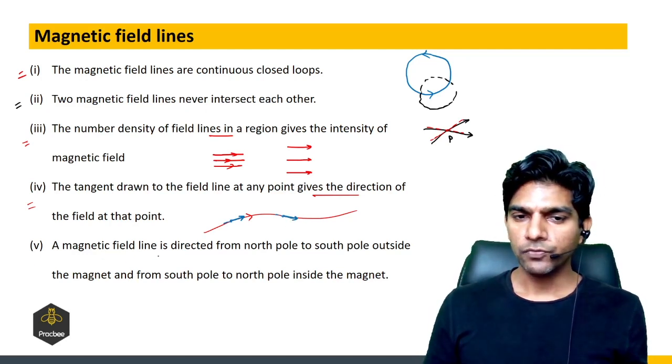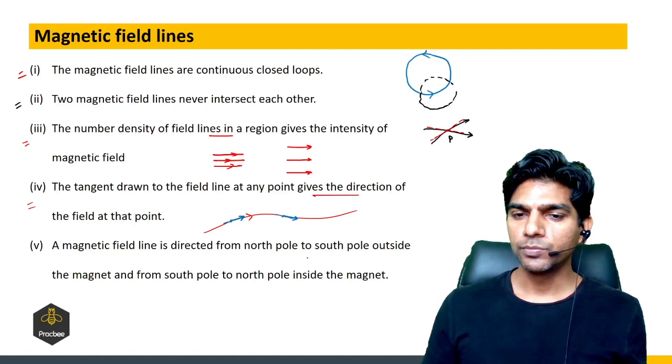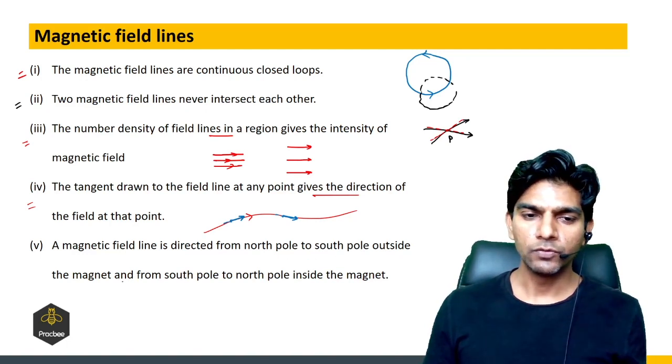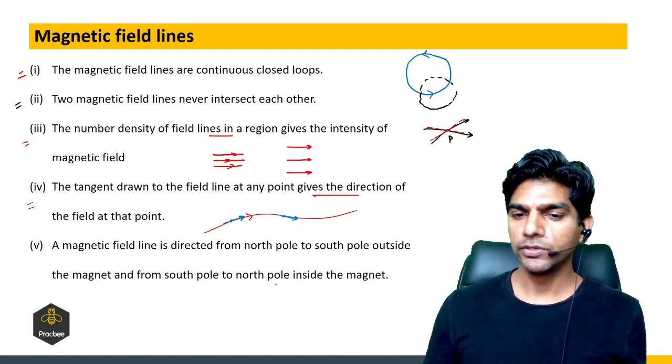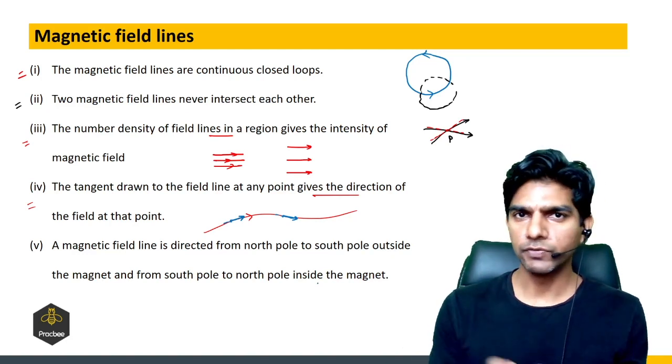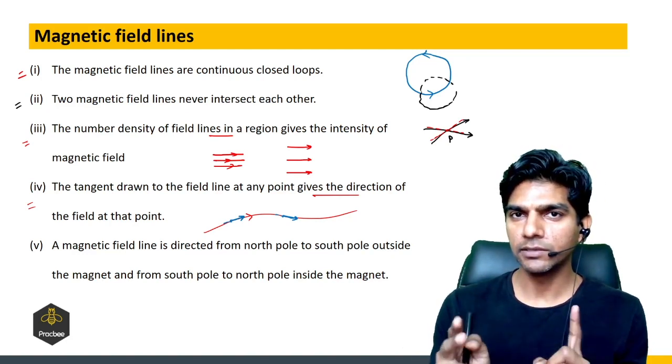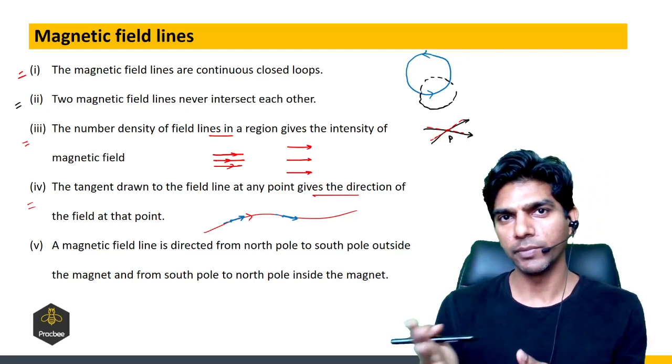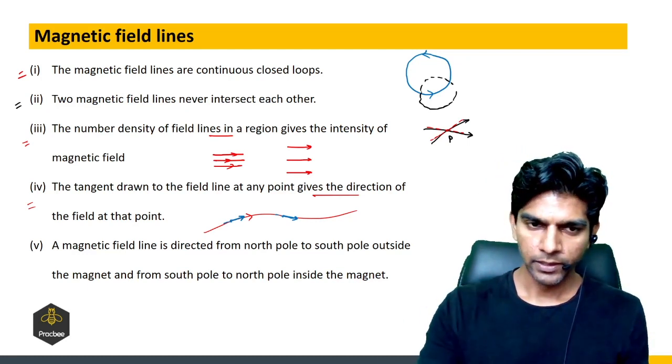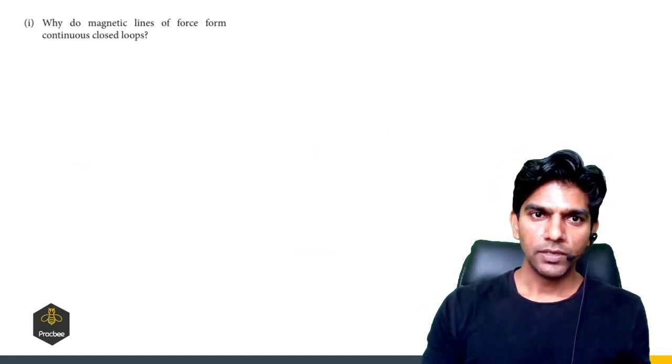Fifth point, a magnetic field line is directed from the north pole to the south pole outside the magnet, and from the south pole to the north pole inside the magnet. This point we have already discussed when we were discussing the comparison between the solenoid and the bar magnet and their field line pattern. Right. So now let us see a question.